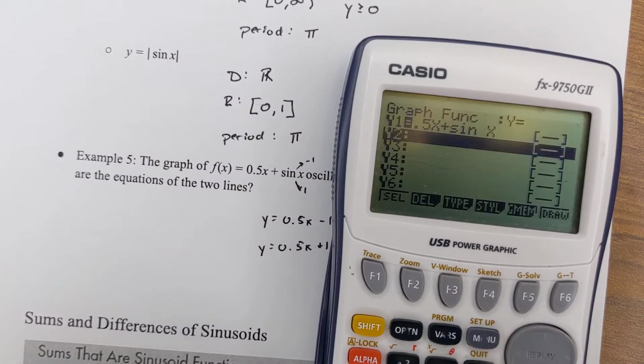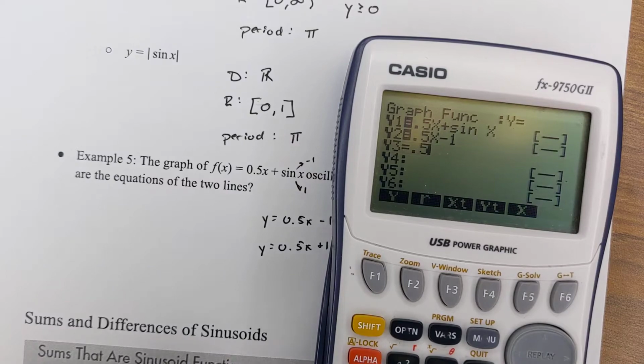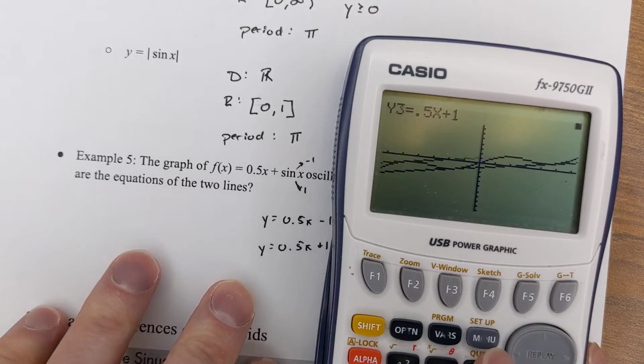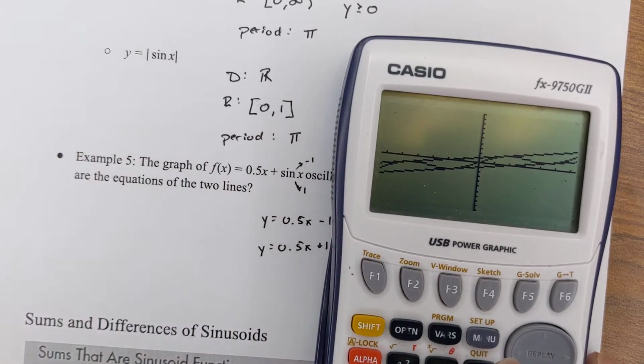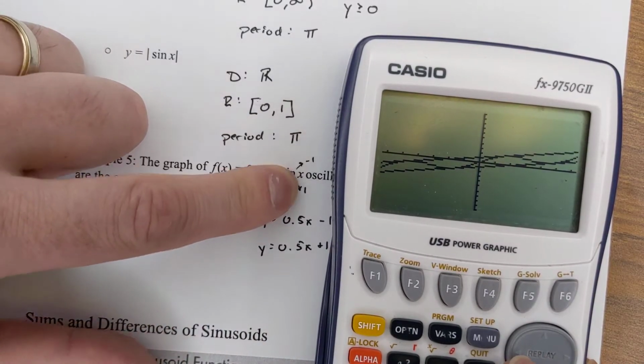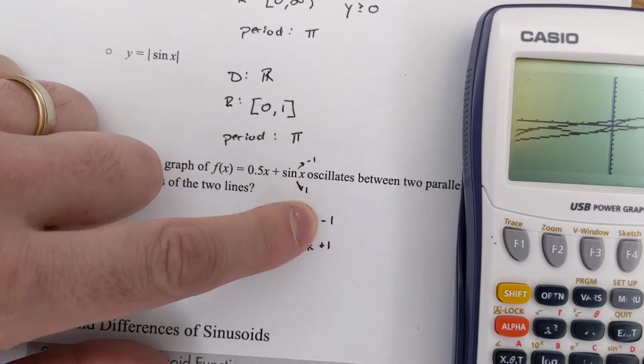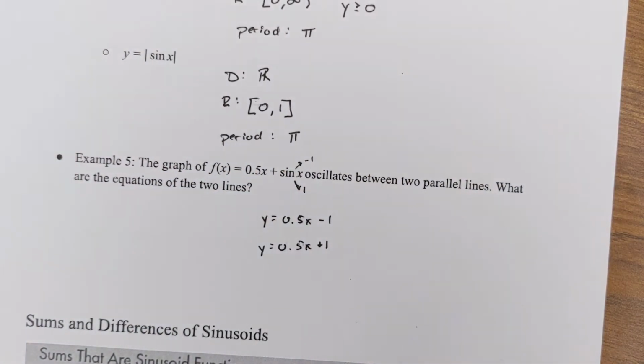If I had a fancy color calculator, you could see it better. But here's the two lines if I drop them in on top. So there's the trig function, and then there's the lower one, and there's the upper one. It stays between them, because sine can't go less than -1 or more than +1. So those are the minimum and maximum values at any point.